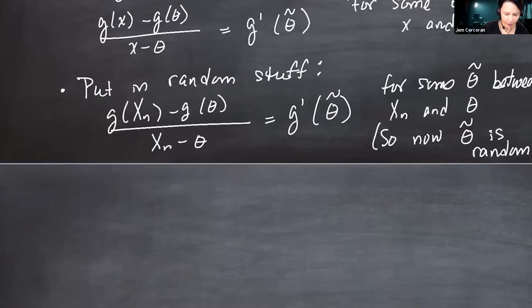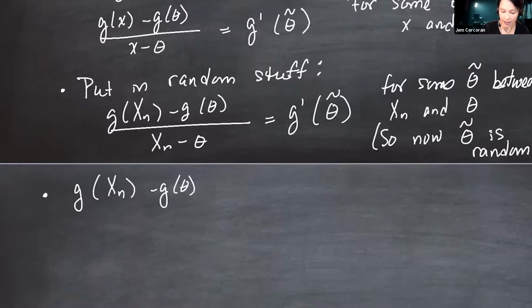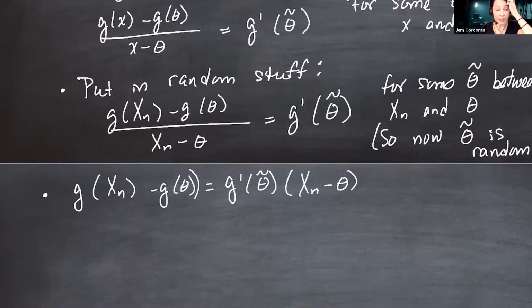So from this, let me just do a little bit of rearranging. I don't know why I just didn't write it this way to begin with. g of Xn minus g of theta is equal to g prime of theta tilde times (Xn minus theta), and we've got all these random quantities in here. And again, theta tilde is a random variable between theta and the random variable Xn.